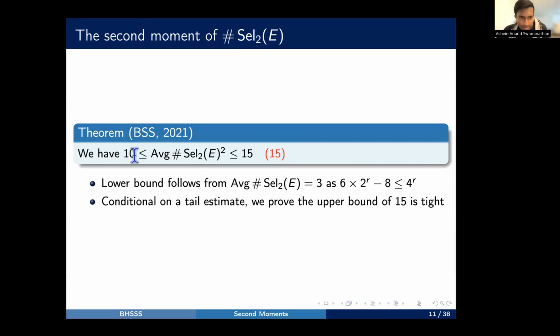So this lower bound of 10 is quite trivial, actually. It follows from the fact that the average size of the 2 Selmer group is 3, together with the inequality 6 times 2 to the r minus 8 is at most 4 to the r. You just apply that inequality and you get this lower bound of 10. And the bound of 15 is tight, conditional on a tail estimate. We prove that you actually have equality. So 15 is tight.